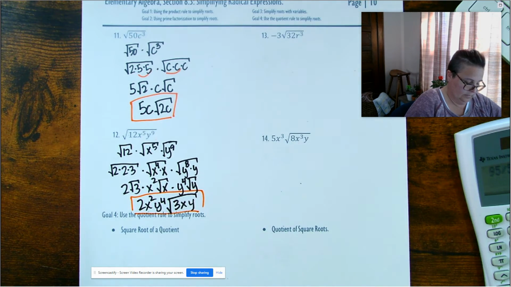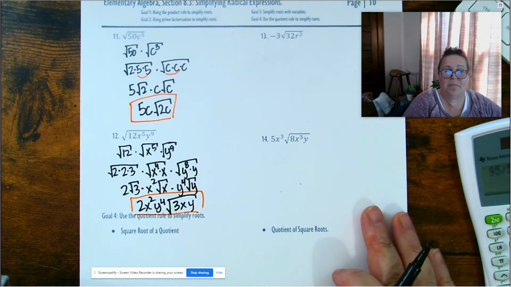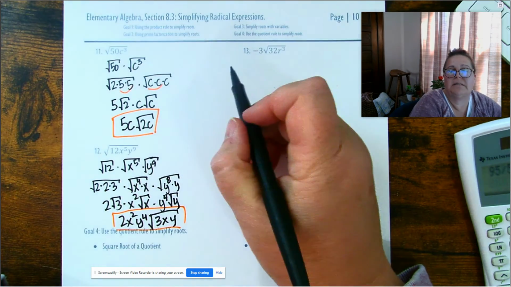Whew. That one was a lot. Let's try the next couple. I think they're going to be pretty similar.